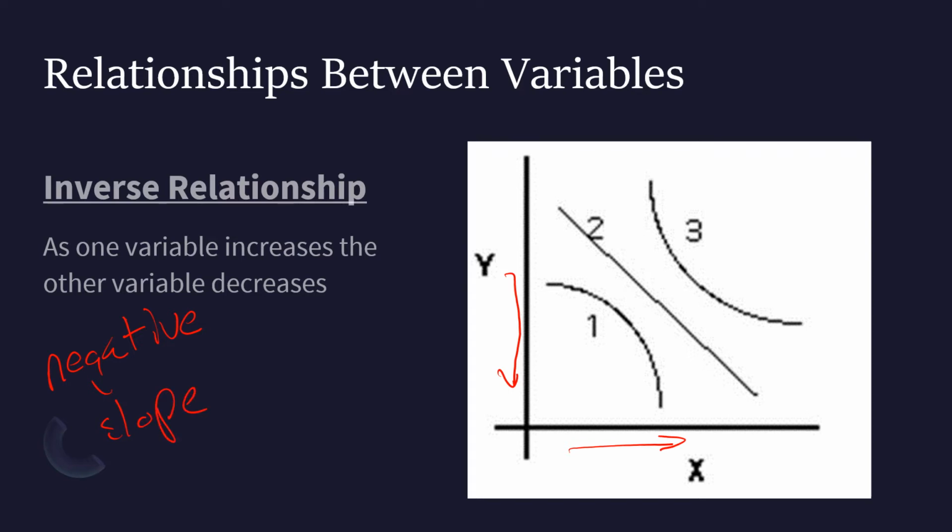Again, it doesn't tell you anything about the shape of the graph. It tells you something about the slope of the graph. So that 1, 2, and 3 are all inverse relationships. Even if they're linear, quadratic, whatever function they are, it doesn't really matter. We just know that as x is increasing, y is decreasing, or as y is increasing, x is decreasing. Okay, so we have that inverse relationship between the two variables, and we end up with a negative slope in the graph.